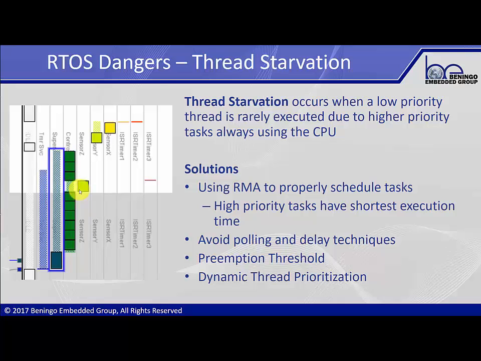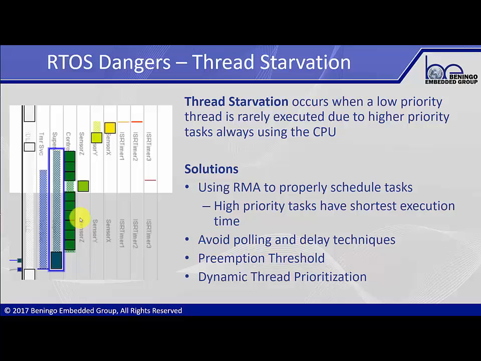Now, first of all, there's a few solutions that we can follow. One would be to use rate monotonic analysis to properly schedule tasks. We should be setting our high priority tasks that have the shortest execution time. We don't want tasks that are going to be running for long periods of time to be high priority because they're going to block all those lower priority tasks. So we want to make sure that we go through and make sure that each of these guys have the right amount of time to be able to get CPU time for some appropriate period of time.